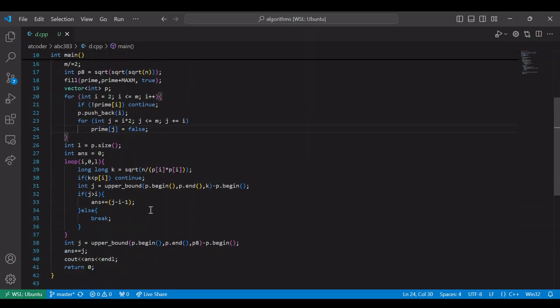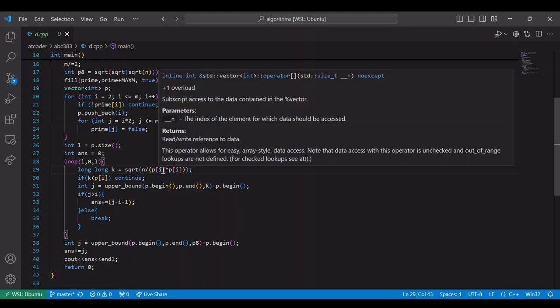And so after I have my list of primes, I can just loop through them, and this part, K, is just finding the maximum value for the other prime, since the current prime is pi, and we need to find the maximum value for pi multiplied by another prime number that is still less than n.